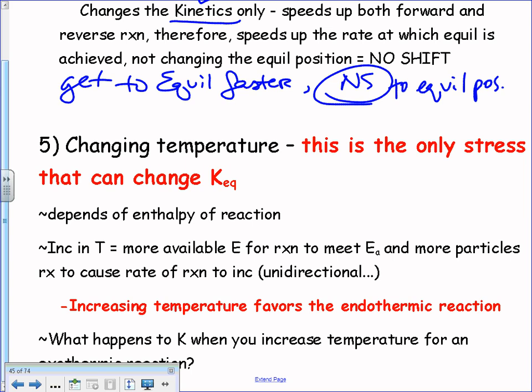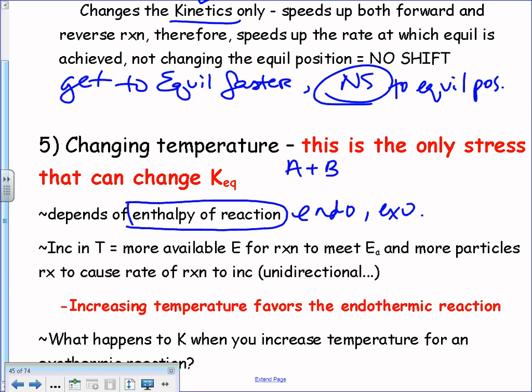Okay, so temperature. Temperature is the one that's going to be able to change the K number itself, the equilibrium expression constant itself. And it's going to depend on if it's an endothermic reaction or an exothermic reaction. So when I say it depends on the enthalpy of reaction, that means endo or exo. And so I'll give you an example. Let's do A plus B plus 100 kilojoules yields C, or equilibrates to C.